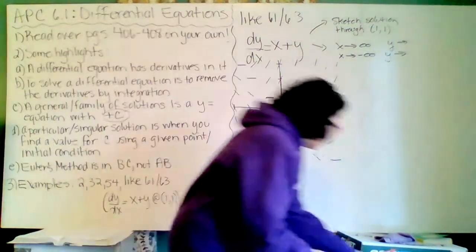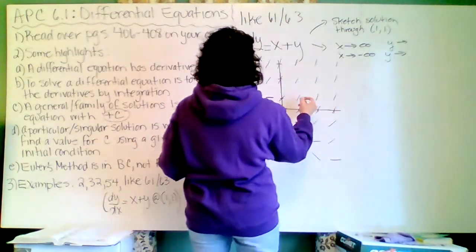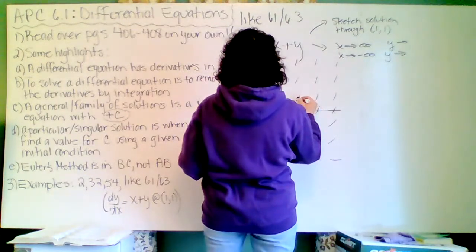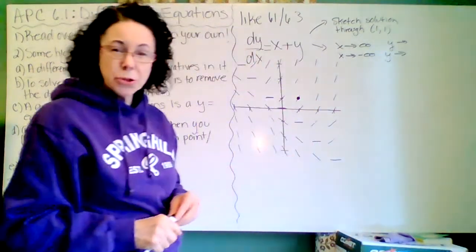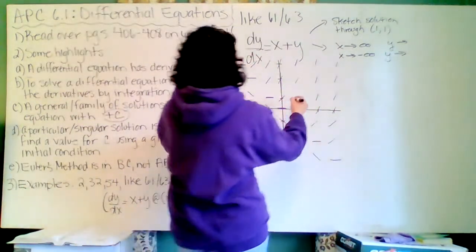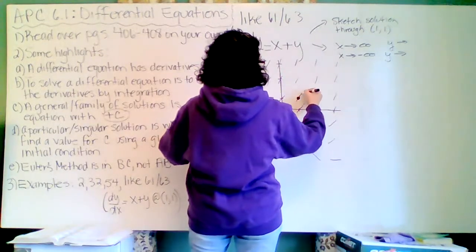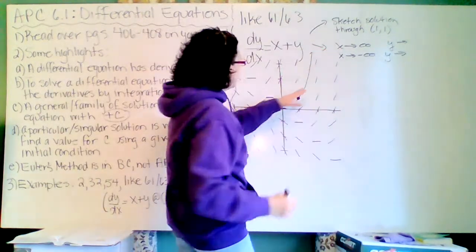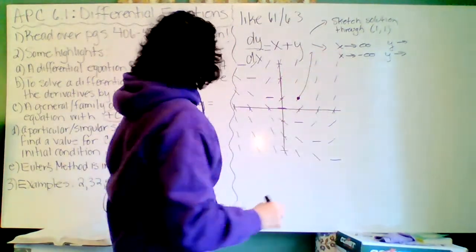Let's graph the point (1, 1). That is right here. And they want us to draw a general solution through here. So I'm going to go to the right. My slope field seems to be guiding me this way. Maybe I could have snuck through. Again, it's just a sketch.